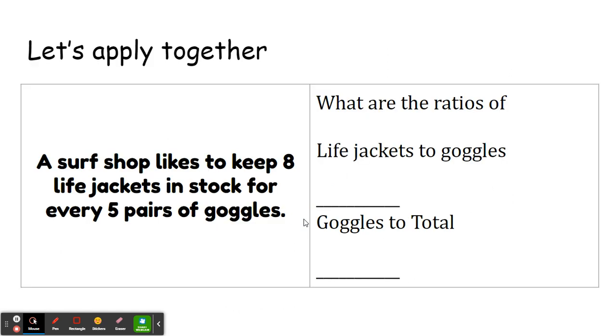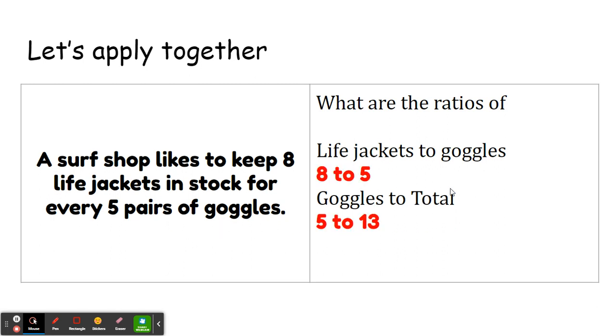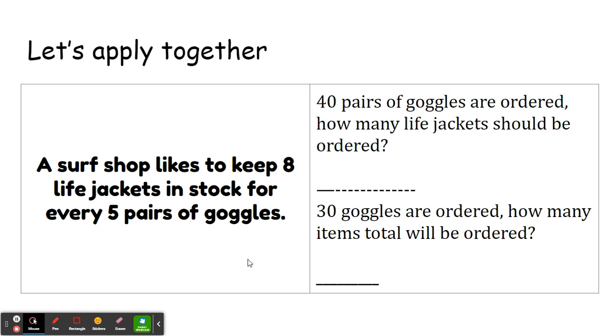So here, let's go ahead and apply together. Let's go ahead first and figure out our ratios. A surf shop likes to keep 8 life jackets in stock for every 5 pairs of goggles. So what I want to know right now, what are the ratios of life jackets to goggles and goggles to total? Okay, the ratio of life jackets to goggles is 8 to 5, and the goggles to total is 5 to 13. And when we find the ratio, we can use those to help solve problems like the next one.